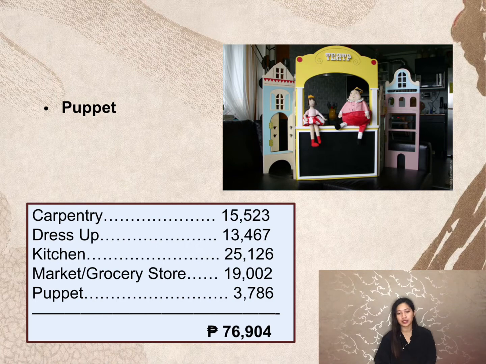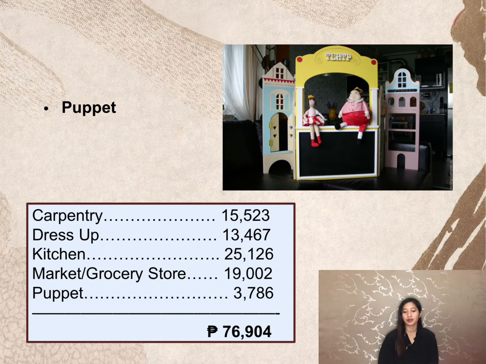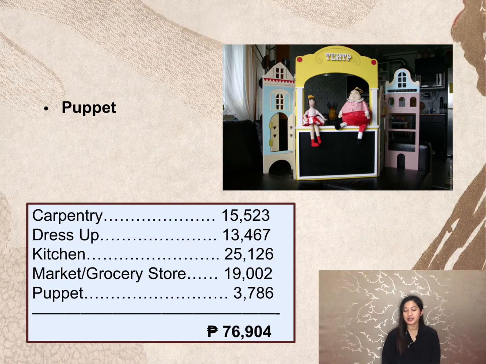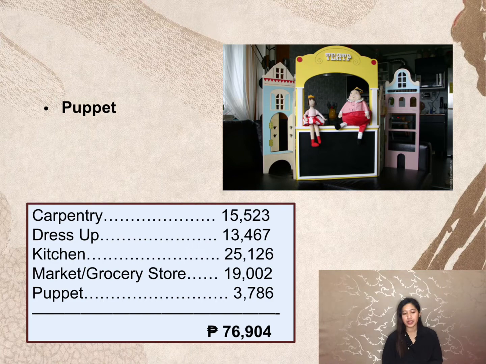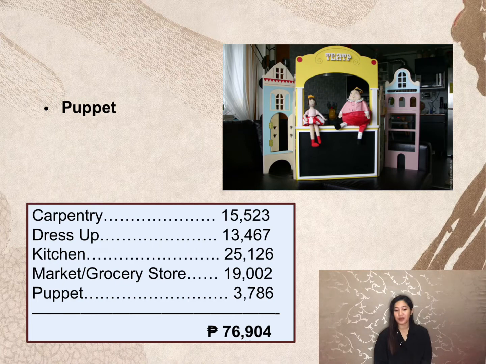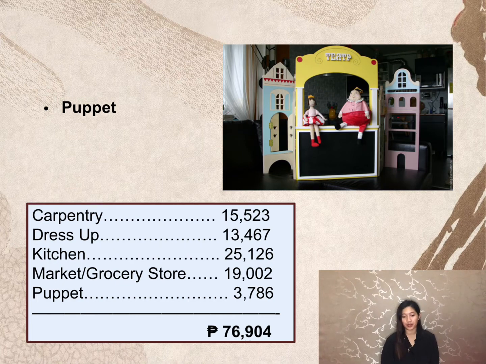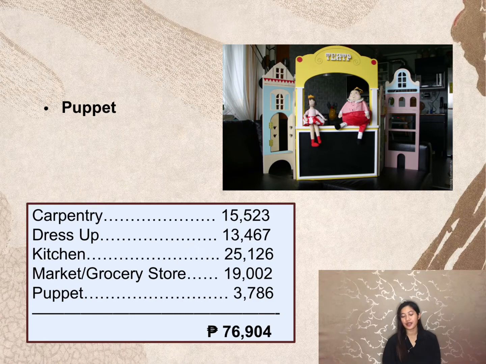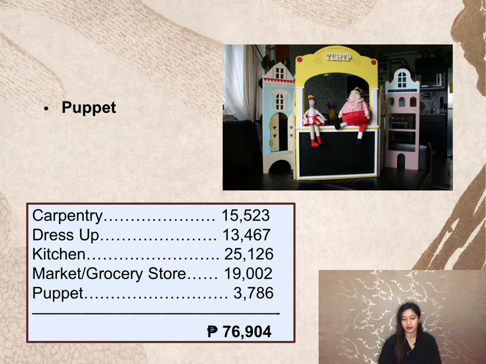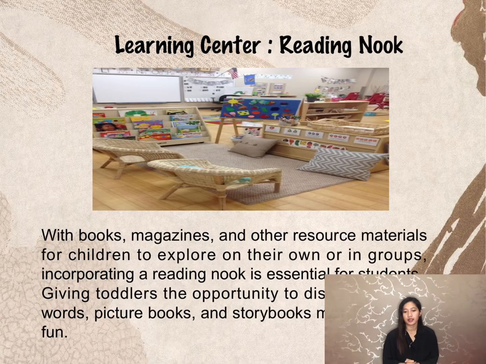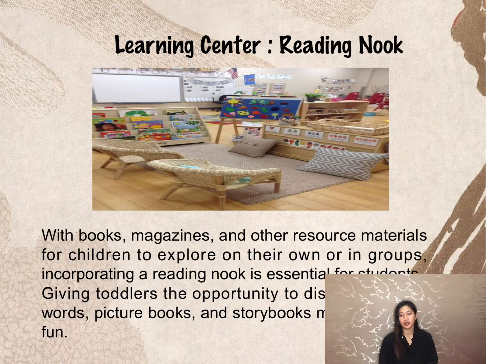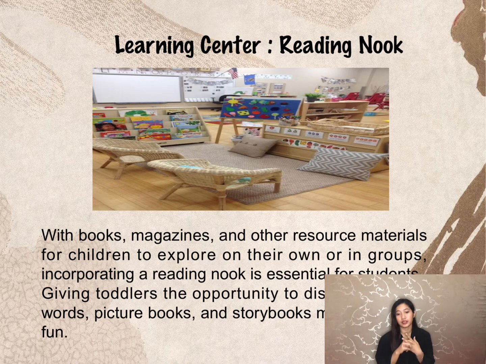So the carpentry costs 15,223 pesos. Dress up costs 13,467 pesos. Kitchen costs 25,126. Market grocery store, 19,002 pesos. Puppet costs 3,786, and a total of 76,904 pesos.